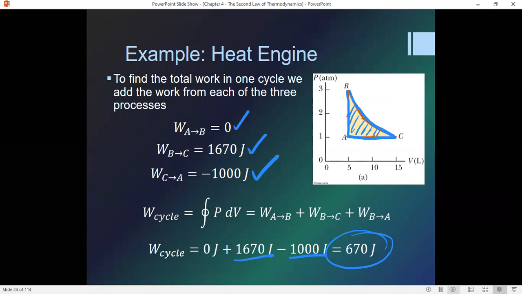There were actually 3 phases to this: isochoric, isothermal, and isobaric. And if I add the work during each phase, I get the total work done by a complete cycle. Okay.